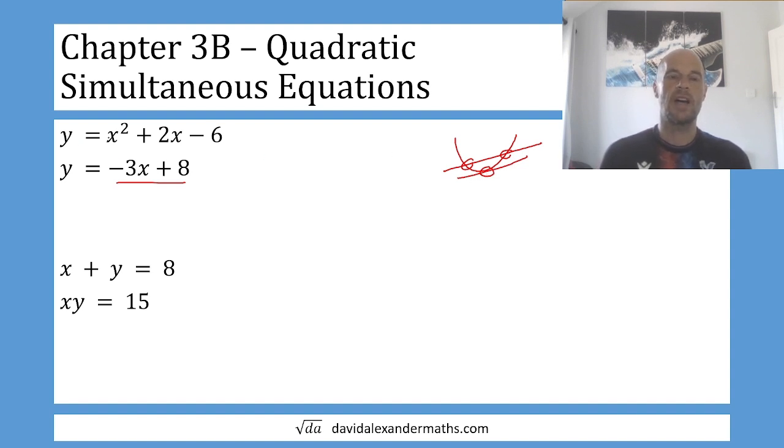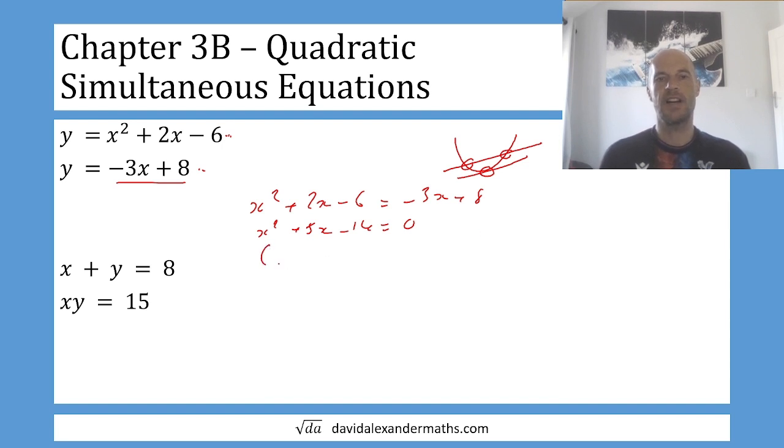Now what we've got here is y equals some stuff and y equals some other stuff. So if y equals this and y also equals that, then this must equal that. So let's write that down. x squared plus 2x minus 6 equals negative 3x plus 8. I've got a quadratic equation. I need to make it equal 0. So to do that, I will add 3x to both sides. I will subtract 8 from both sides. Now I will factorise. That's going to be x plus 7, x minus 2. So x is negative 7 and x is positive 2.